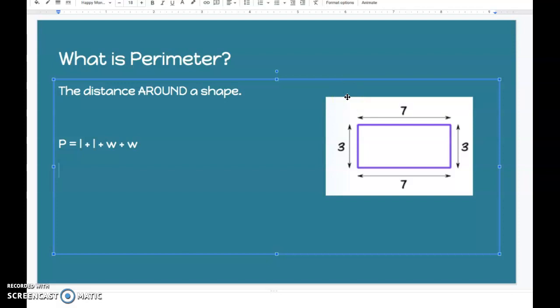I can also show perimeter like this. Perimeter is 2 times the length plus 2 times the width, or perimeter equals 2 times length plus width. Whichever formula for finding perimeter of rectangular shapes works for you is the one that you should use. But remember, perimeter is the distance around a shape.